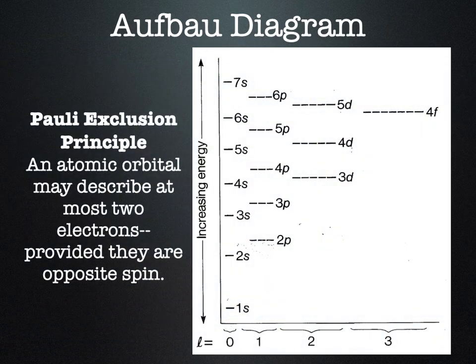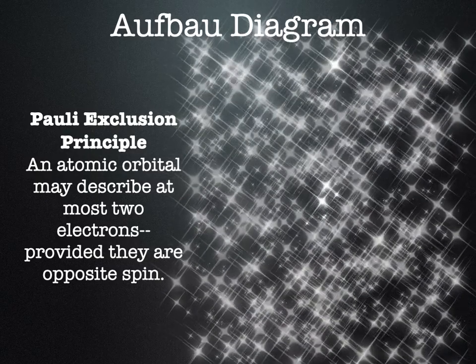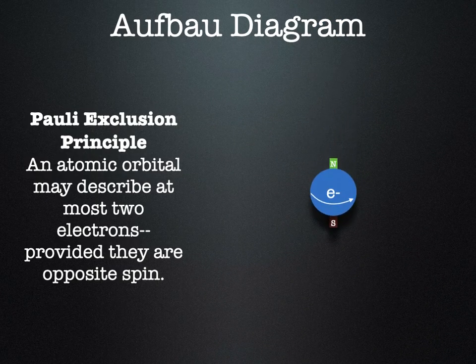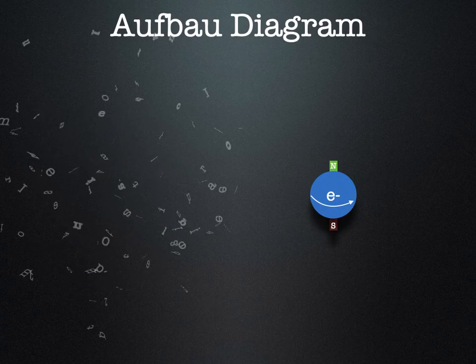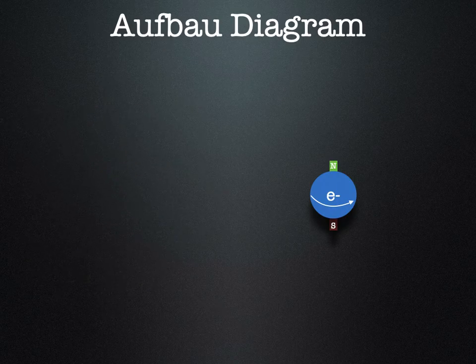Second rule is called the Pauli exclusion principle. The Pauli exclusion principle says that an atomic orbital may describe at most two electrons, provided they are opposite spin. We talked a little bit about this in the last video. What is spin? Again, an electron literally spins on an axis, creating a north and a south magnetic pole. If you have this electron spinning in this direction, the next electron spinning in the other direction will allow those two electrons to be in the same place at the same time.